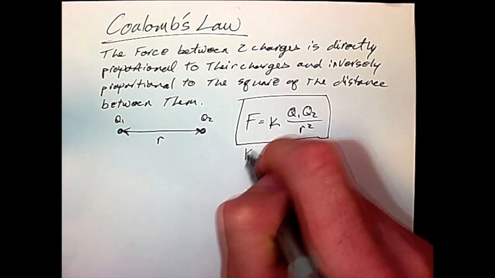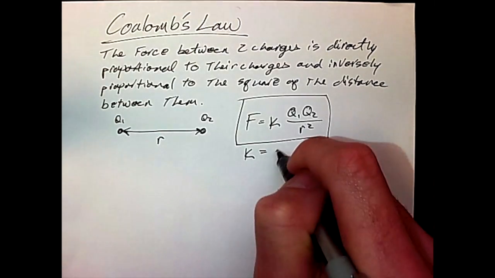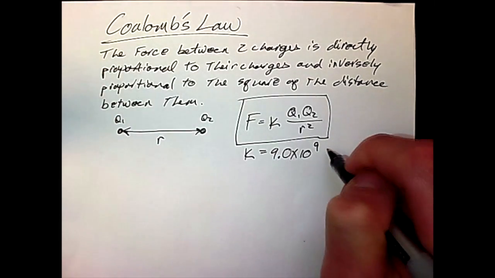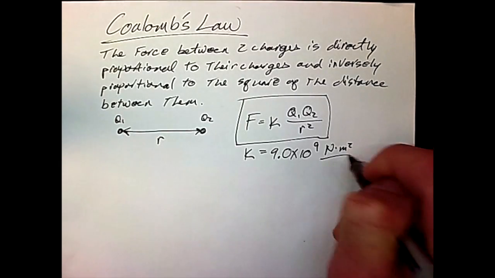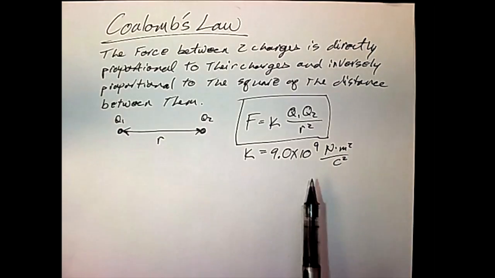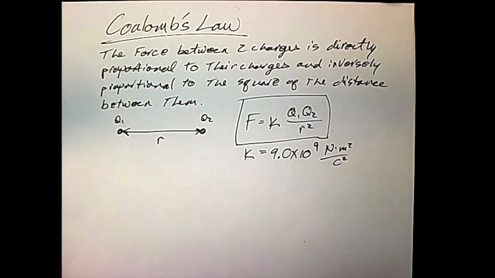K in this formula is a proportionality constant. It's 900 billion, or 9.0 times 10 to the 9th newtons times meter squared divided by Coulomb squared. And really it's just a number that you need to record and have on hand for the calculations. Just a proportionality constant. We're not going to get into anything further than that.